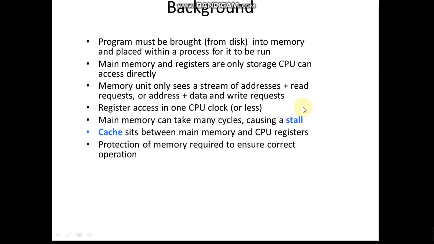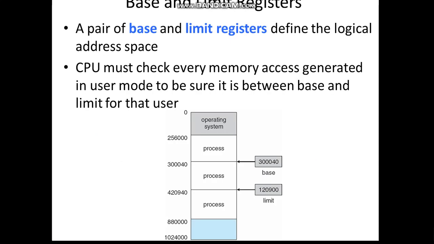As you know, it is not possible to hold a bigger program in a register. Every program, to run as a process, has to be brought to the main memory, and protection of the memory is also required to ensure the correct operation of that particular process. Here we come across two main terms: the base register and the limit register, which define the logical address space. Every CPU must check every memory access generated in user mode to ensure that the request is between the base and limit for that user only.